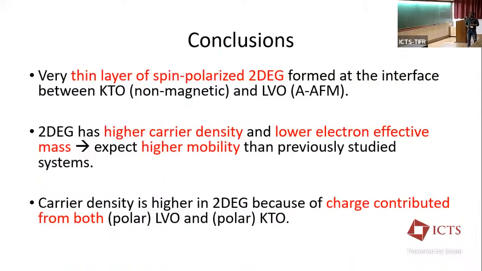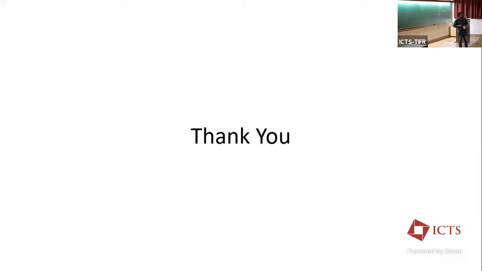And coming to the conclusion, we get a very thin layer of spin polarized 2DEG formed at the interface between KTO, which is a non-magnetic material, but still we get spin polarized 2DEG, and LVO, which is A-type antiferromagnetic. So this 2DEG has very high electron density and very high mobility because of the lower electron effective mass. And also we see that the electrons have been donated by both the polar LVO and KTO sides. So thank you for your attention.